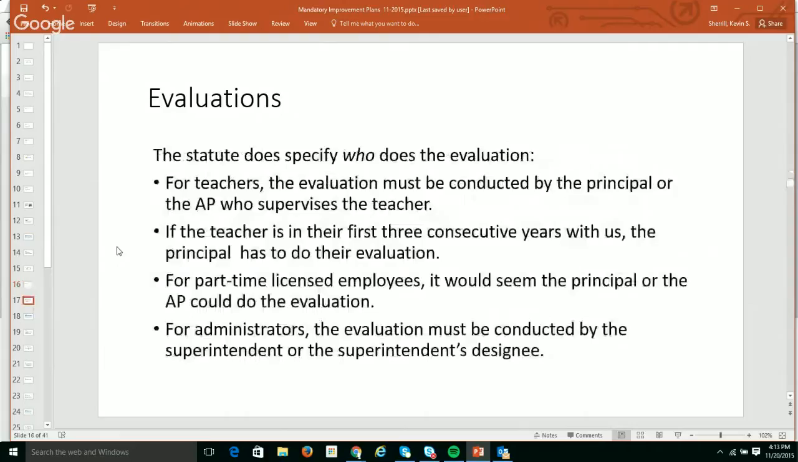So again, the statute does tell us who needs to do some of the evaluations. It says that for teachers, the evaluation has to be conducted by the principal or the AP who supervises the teacher. If the teacher is in their first 3 consecutive years with us, then you, the principal, have to do that evaluation. For part-time licensed employees, it would seem that the principal or the AP who supervises them could do that evaluation. And for administrators, that evaluation is going to be conducted by the superintendent or the superintendent's designee.